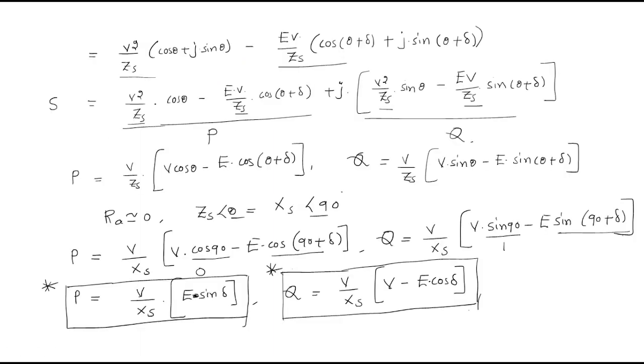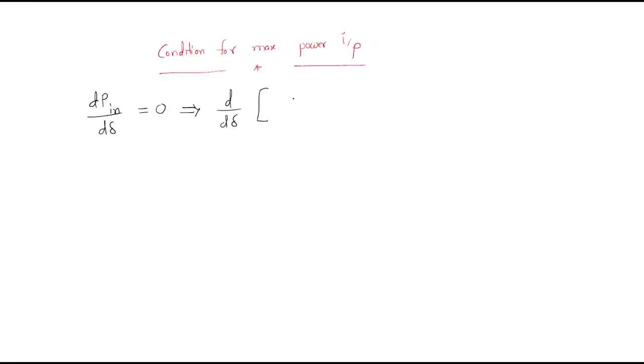What is the input power? Look here, this is the input power, and you should consider this power: V square by Zs cos theta minus EV by Zs cos(theta plus delta). Write that formula, V square by Zs cos theta minus EV by Zs cos(theta plus delta), and equate its derivative to 0. There is no delta term in the first part, so it becomes 0.